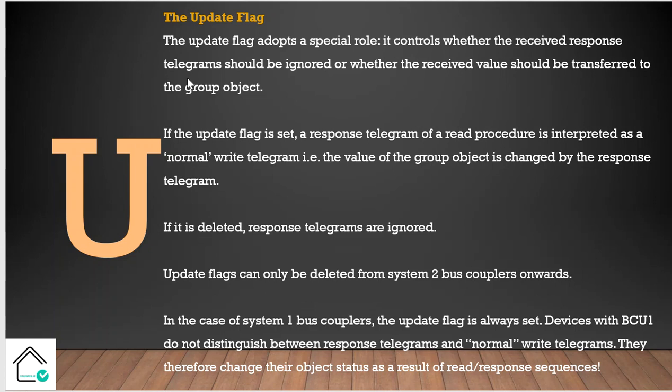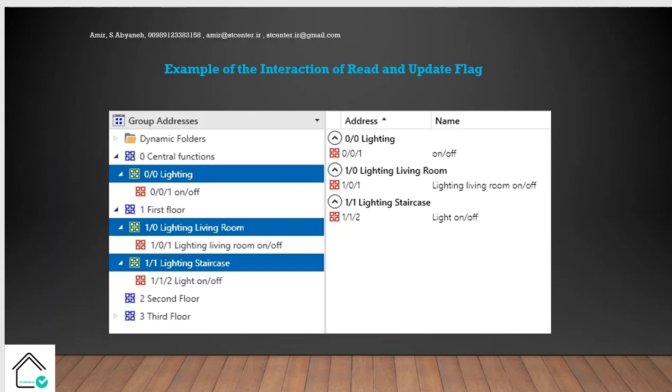The update flag can only be deleted from the system 2 bus couplers onward. So we cannot change it for system 1, only from system 2, 7 and B. In the case of a system 1 bus coupler, the update flag is always set. Devices with bus coupling unit 1 do not distinguish between a response telegram and a normal write telegram. They therefore change their object status as a result of read response sequences. It's related to very old system 1, of course.